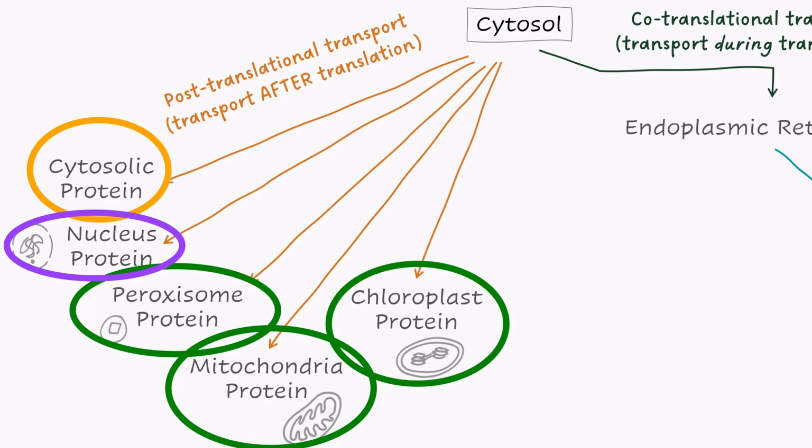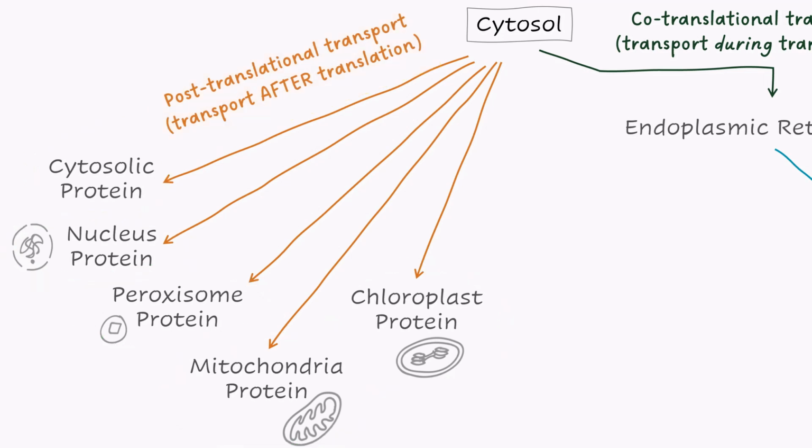Because these proteins are delivered to their target organelle after translation in the cytosol is complete, the process of transporting these proteins is called post-translational transport. Post meaning after, so transport after translation. To be delivered to one of these organelles after translation, a protein must contain a specific amino acid address label. This label is recognized by other proteins in the cell, which help transport the protein to the right destination.